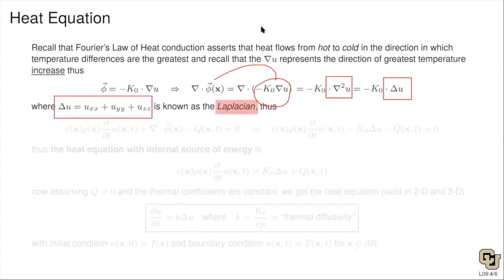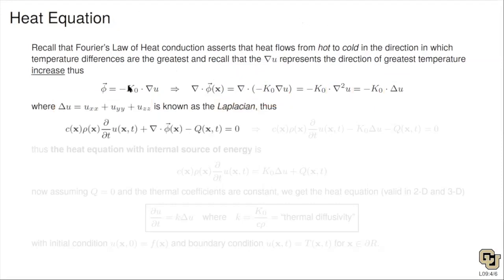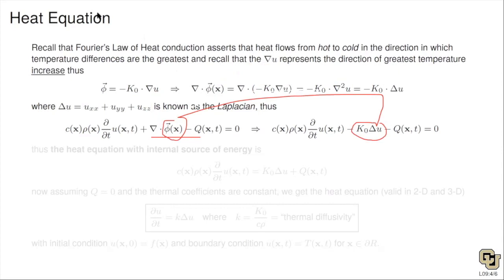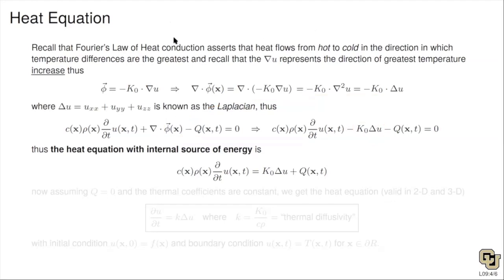And you can see in the 1D case, it would look just like our original heat equation in the 1D case. So here's our heat equation. When we replace phi, the flux here gets replaced with this term. And now if you put the time derivative on one side, and the spatial derivatives and internal source of energy on the other side, here's the most general version of the heat equation.